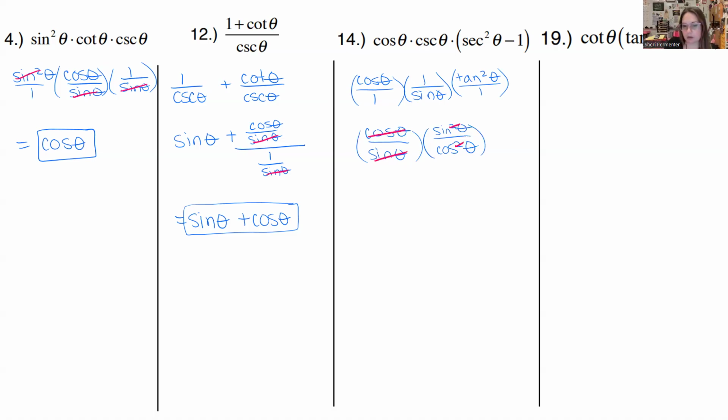What's sine over cosine? Tangent. Again, the goal is taking something ugly and complicated and simplifying it down to something more simple.